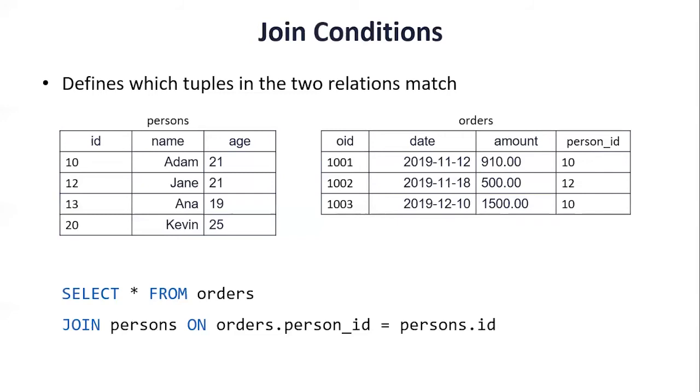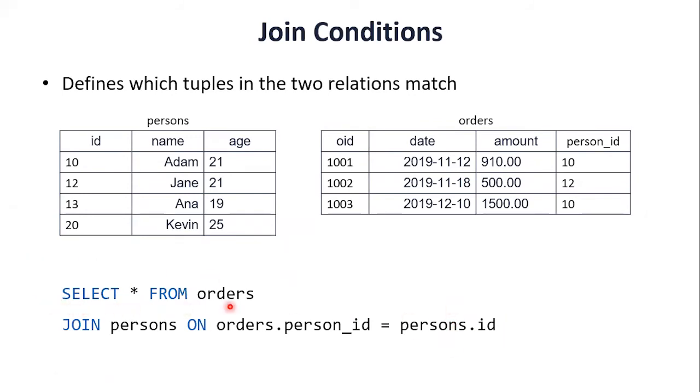So let's take these two tables as an example, the persons table and the orders table that we just discussed under the foreign key constraints. We have an order ID, date, amount, and a person ID. Person ID here refers to the foreign key of the persons table. If we want to join these two tables, we have to write a special join query for that.